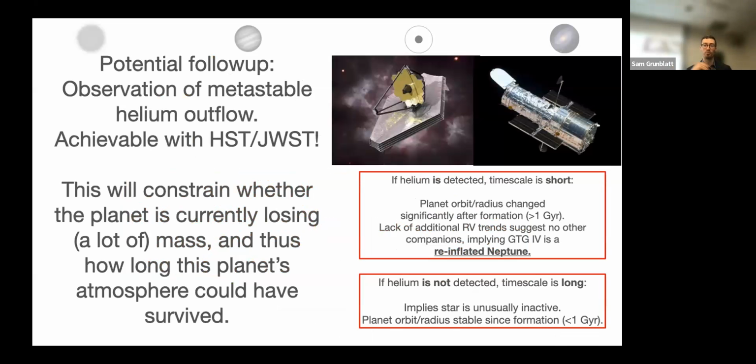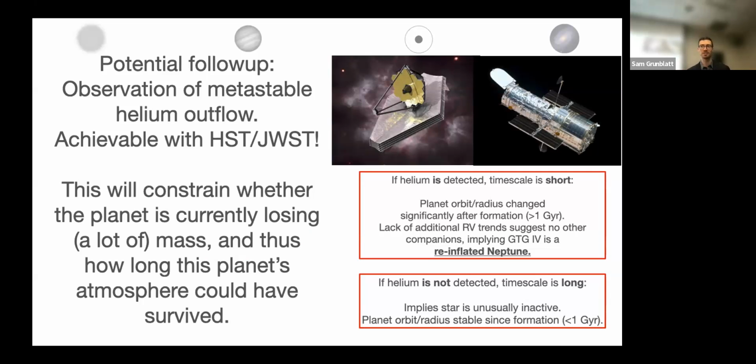The way to do this would be to look for outflows, things like metastable helium. With space-based telescopes like HST or JWST, you can detect this metastable helium and see whether the planet is actively losing mass right now. That should tell you whether the planet has reinflated or not. If the planet is actively losing a lot of mass right now, that probably means it started recently, because it couldn't have been losing that much mass over its entire lifetime. So it probably reinflated recently.